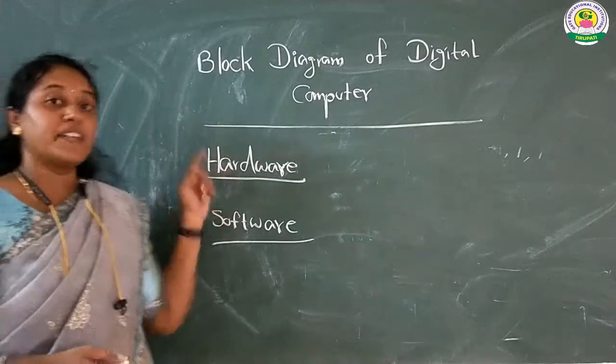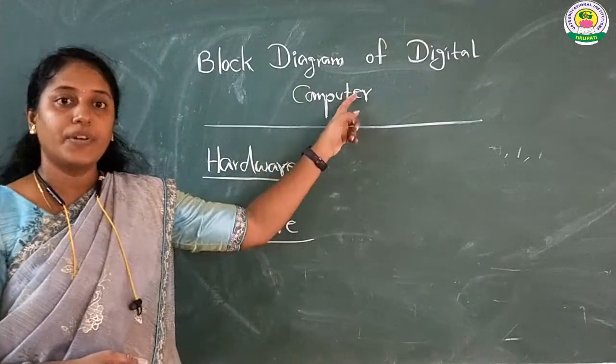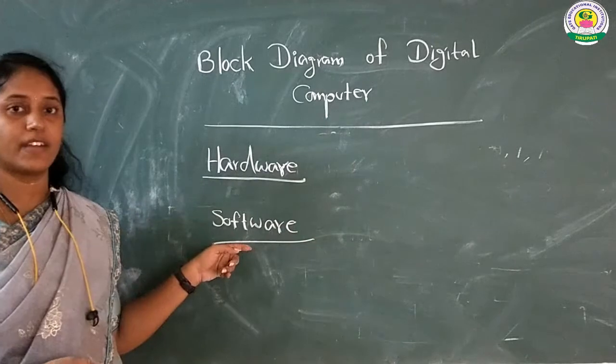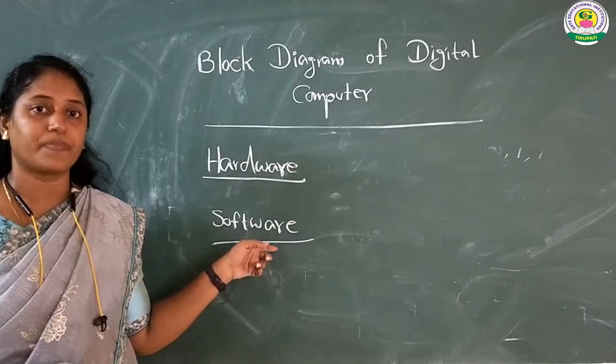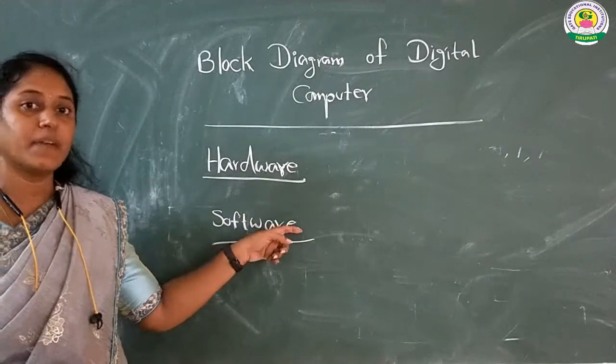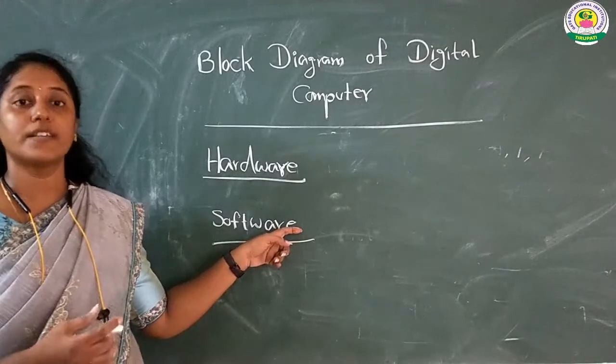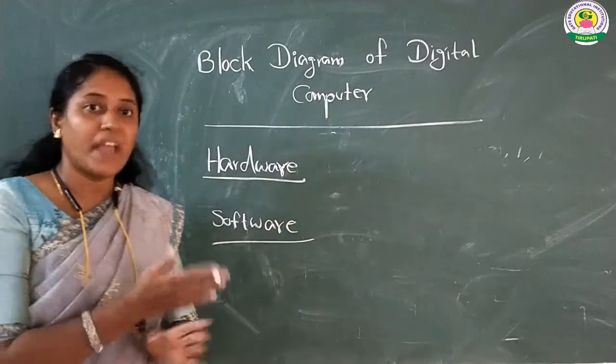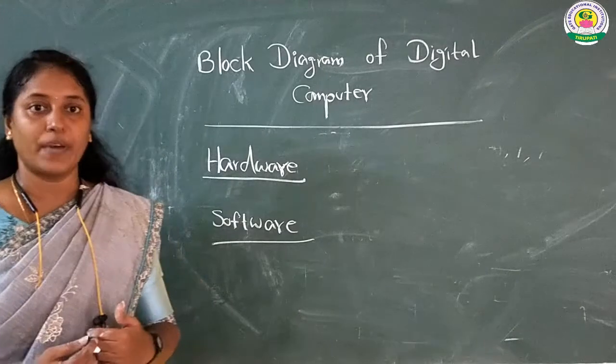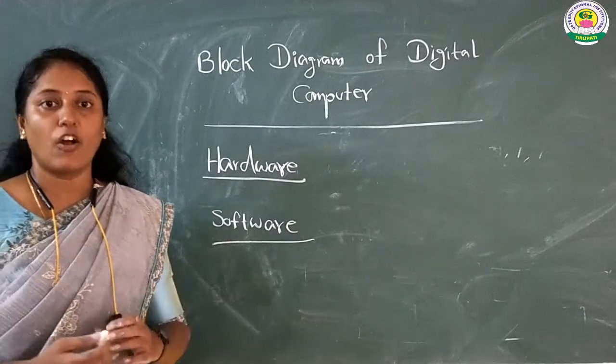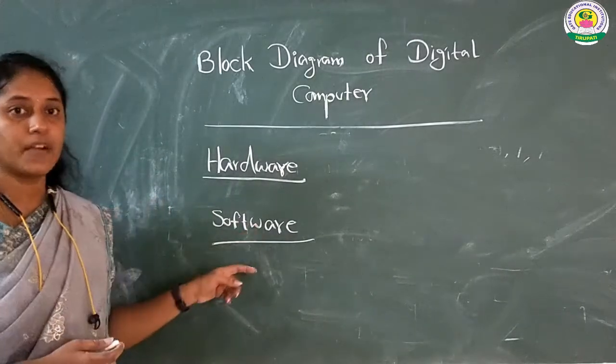Okay, and besides hardware, a computer can also contain software. Then what is meant by software? A software is nothing but a set of instructions or a set of programs which make a computer function properly and give desired outputs to the user. So that is software.